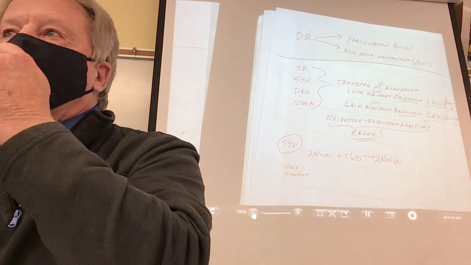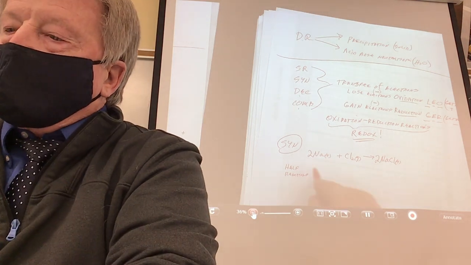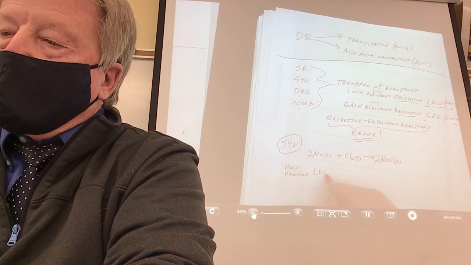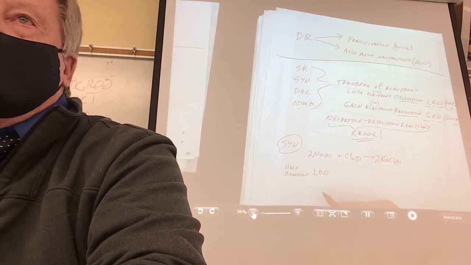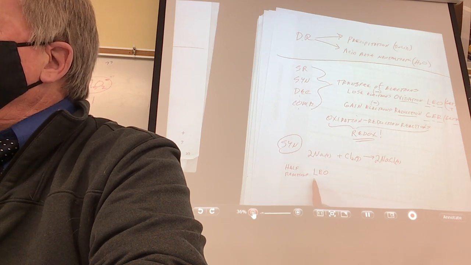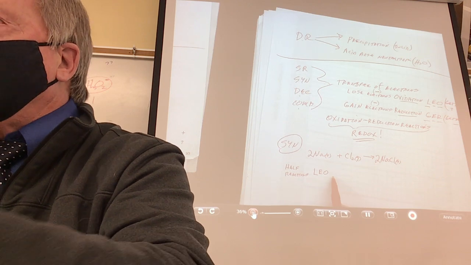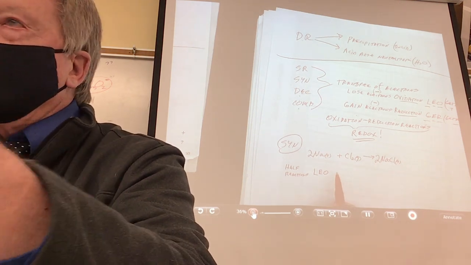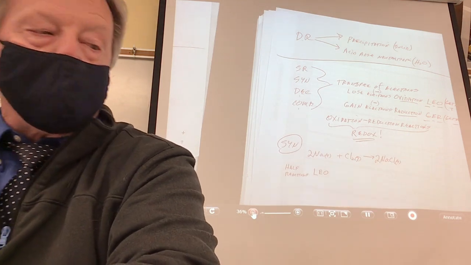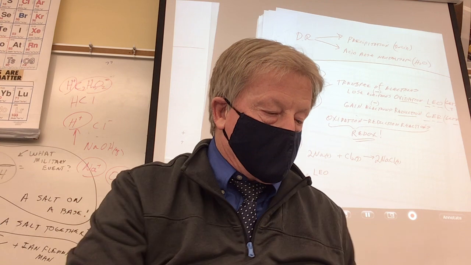Now, why are they called half reactions? Because they tell half of the story. So I think I will do the Leo half reaction. Let's do the Leo half reaction. What does that mean? Tell me the story of who loses electrons and becomes oxidized. I'm looking at your faces. It's okay if you don't get this right away. You're okay. Now, in the book, it gives you some rules, general rules.